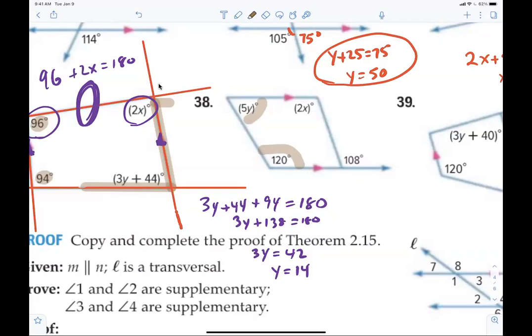Come on. 5y plus 2x. What are we talking about? We're talking about 2x and 108. What's true? 2x equals 108. They're both obtuse, right? 5y has nothing to do with it. We're talking about 2x and 108.